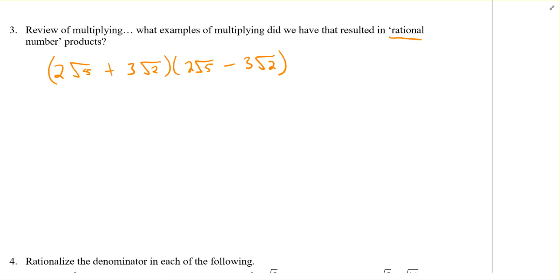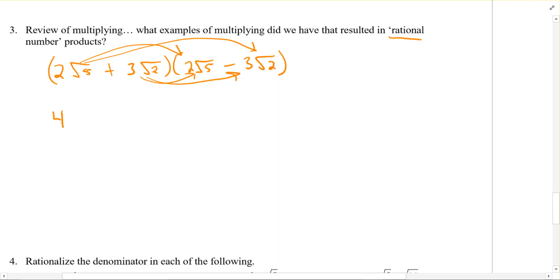So let's multiply this thing. So we've got, remember our FOIL, it's going to be that one times that, that one times that, and that one times that. So let's do the first one there. So 2 times root 5 times 2 times root 5. So that would be 4 times, well, root 5 times root 5, that's just 5. So just 4 times 5 is our first one. Okay, next one. We've got 2 times, so this one times that one. That's going to be negative, right? Because it's positive and a negative. So negative 6 root 10.